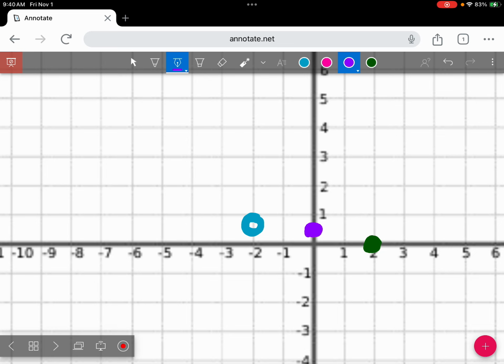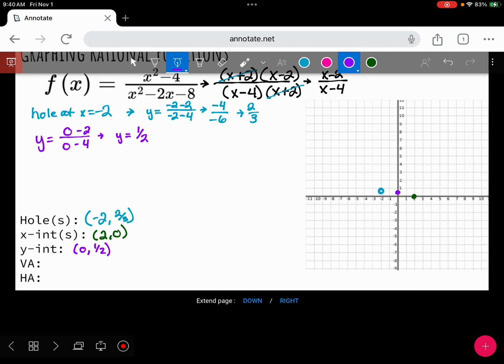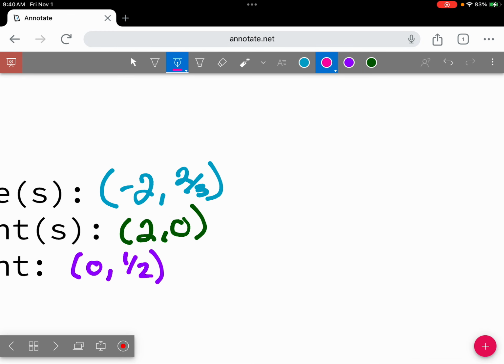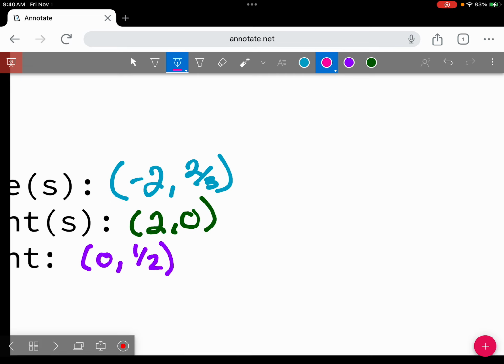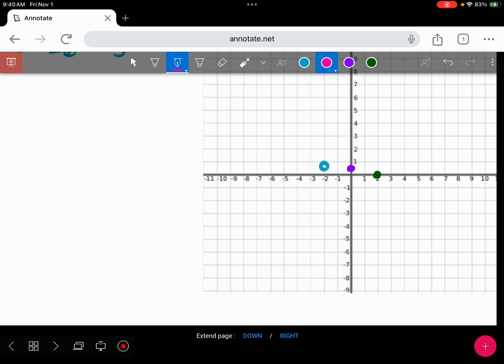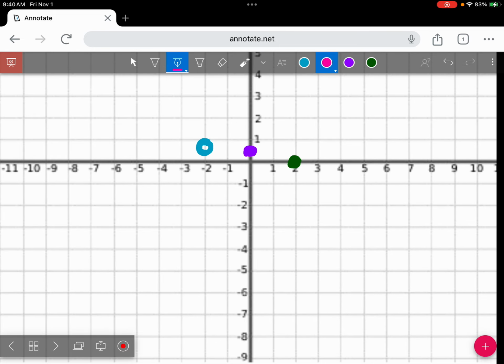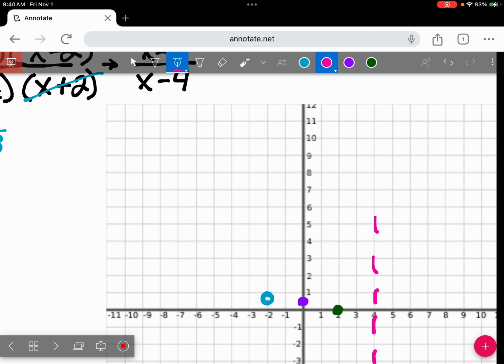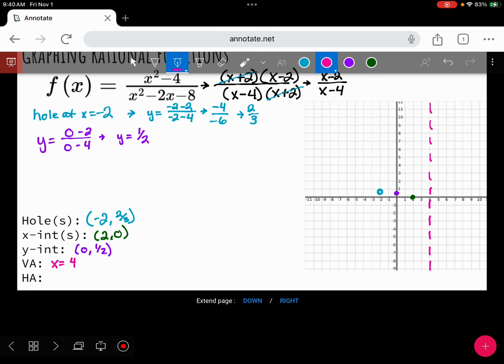Let's find our asymptotes. Where are we going to find our vertical asymptote? It's the zeros of our denominator, so that's going to be our x equals 4. So our vertical asymptote is going to be right here. Where are we going to get our horizontal asymptote?